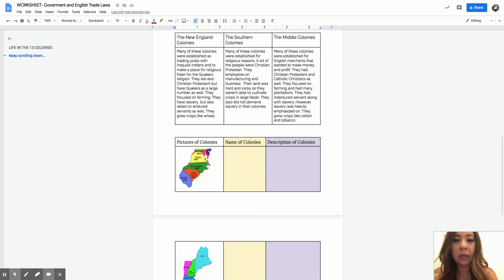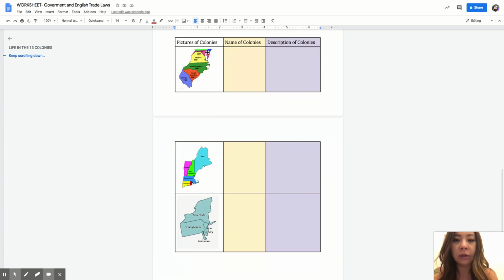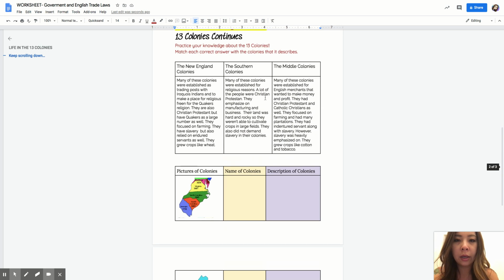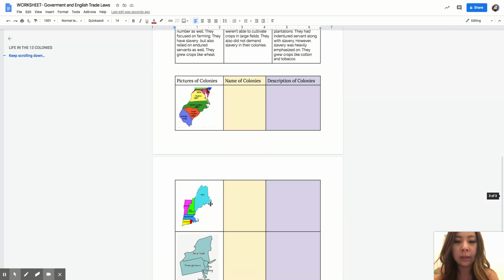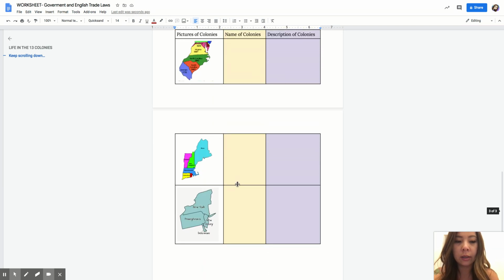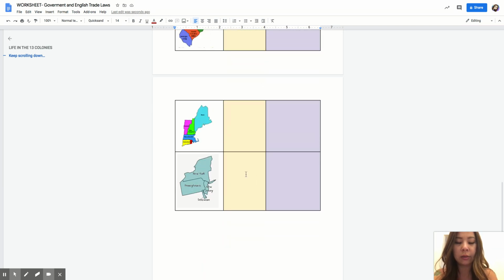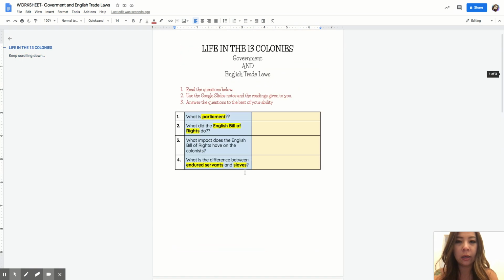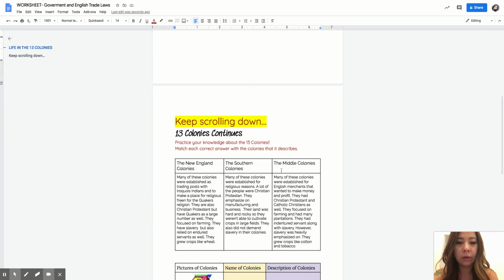And down here, this is a fill-in. So I've taken a picture of 3 of the colonies for you. And up here, you need to copy and paste down here, what is the name of this colony? Is it the New England colonies, the Southern, or the Middle? What is the name of this colony? And you need to put that right here. Is it the New England, the Southern, or the Middle?